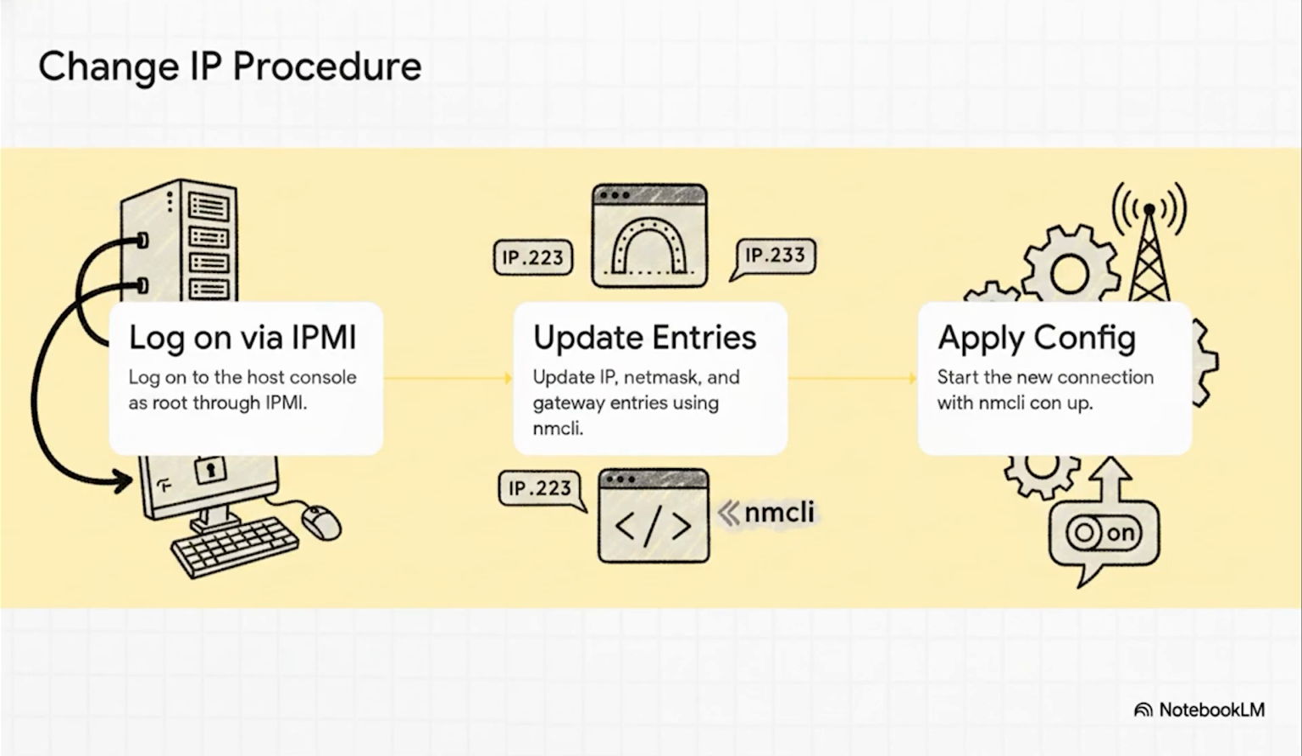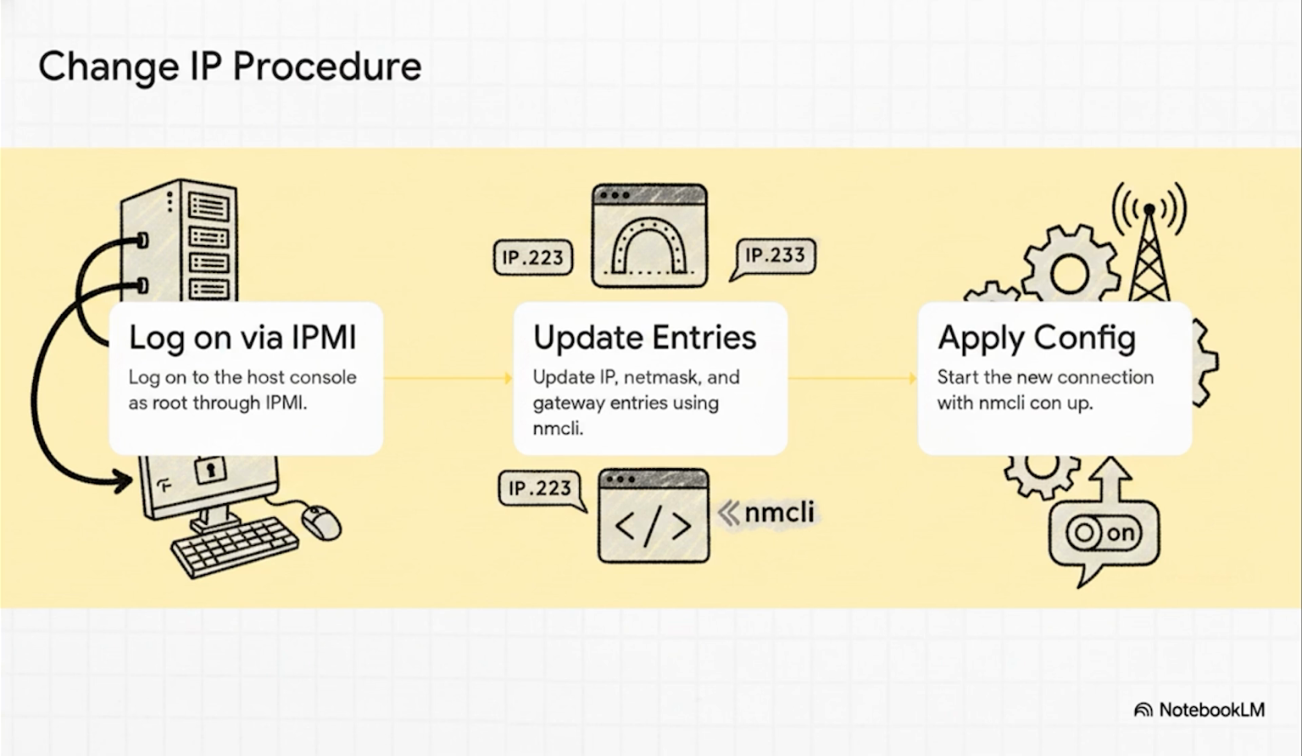Okay, assuming that subnet prerequisite is met, here is your operational sequence. Step 1. Log on to the host console as the root user. And pro tip here, because you're changing the very IP address you might otherwise SSH into, you really should do this via IPMI, the out-of-band management console. Otherwise, you're just going to saw off the branch you're sitting on and drop your own connection mid-change. Step 2. Update the network entries using NMCLI. And Step 3. Apply and start that new connection using the command NMCLI con up.